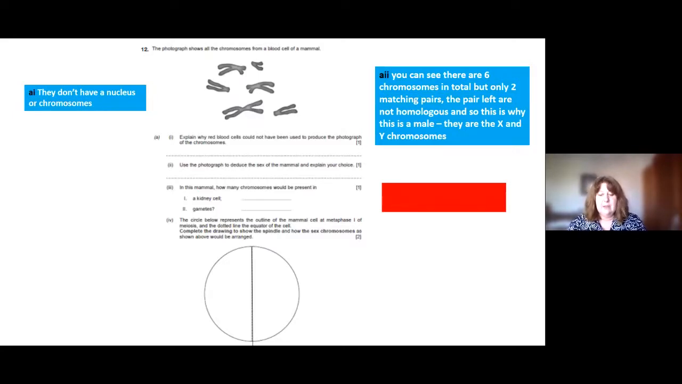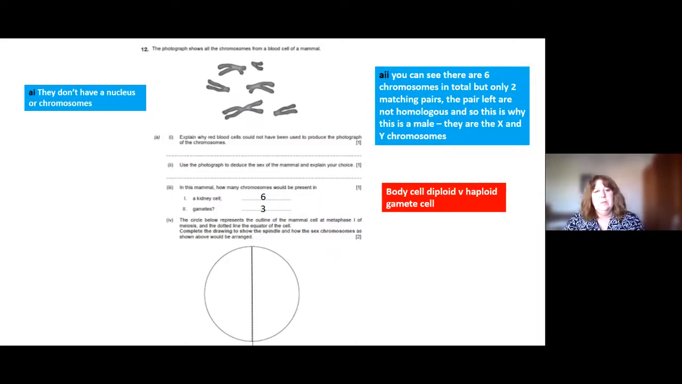And they're definitely matching pairs. Okay. And then the next question says, in this mammal, how many chromosomes would be present in a kidney cell and gametes? So this is asking you a question about body cell number and gamete cell number. So just a pause and reveal. The answer will be 6, which will be the diploid number, and 3, which will be the haploid number. So that's simply a question about that.